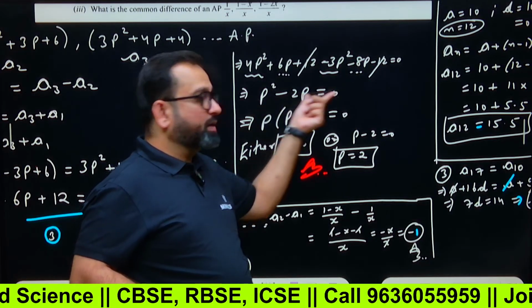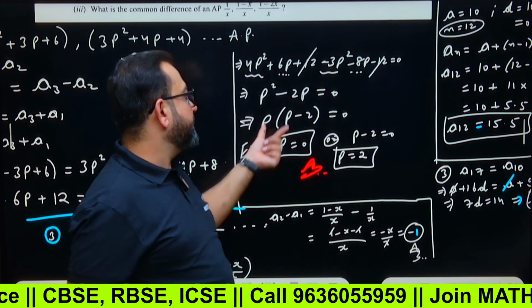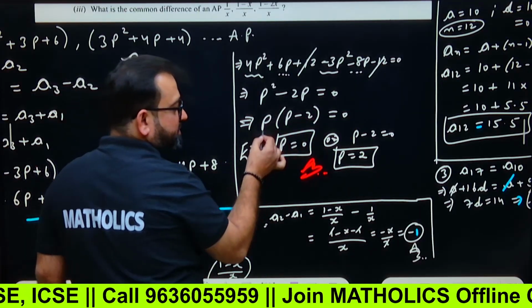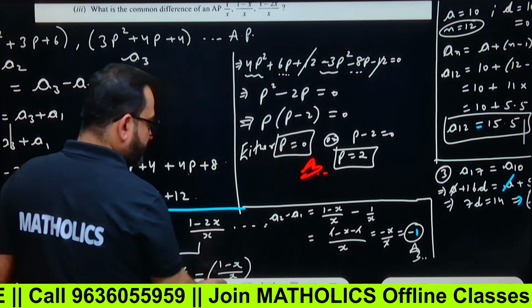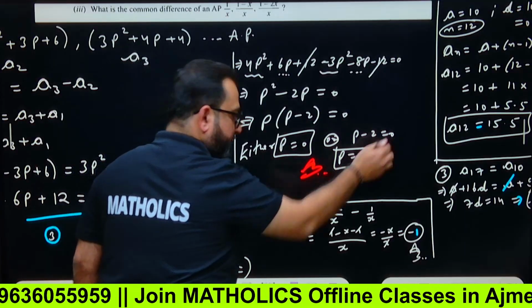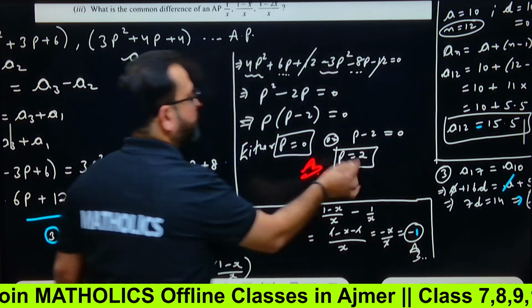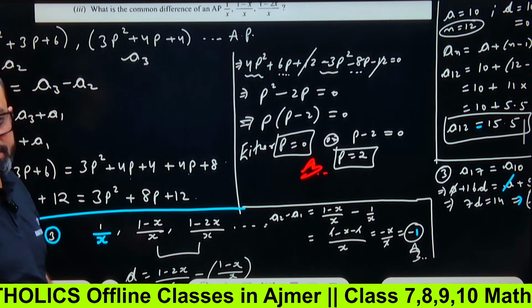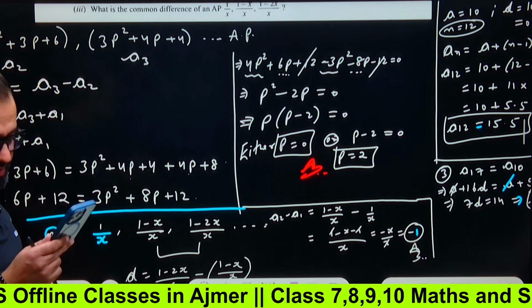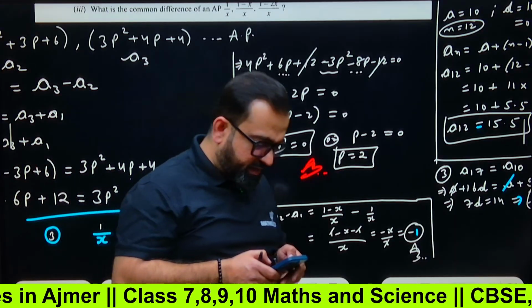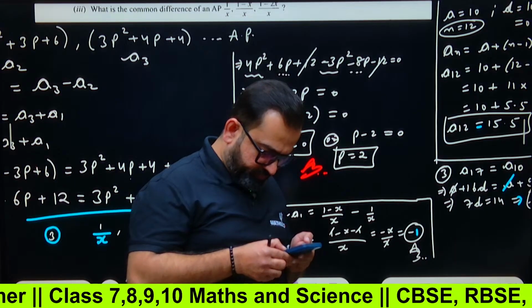P square minus 2P equals 0. Now just take out common. P into P minus 2 equals 0. When you do it like this, either this is equal to 0 or this is equal to 0. So P equals 0 or P minus 2 equals 0. So P will be 0 and P will be 2. These are the two answers for this given question. Okay. Sorted. So this is how you actually solve these kinds of complicated questions.